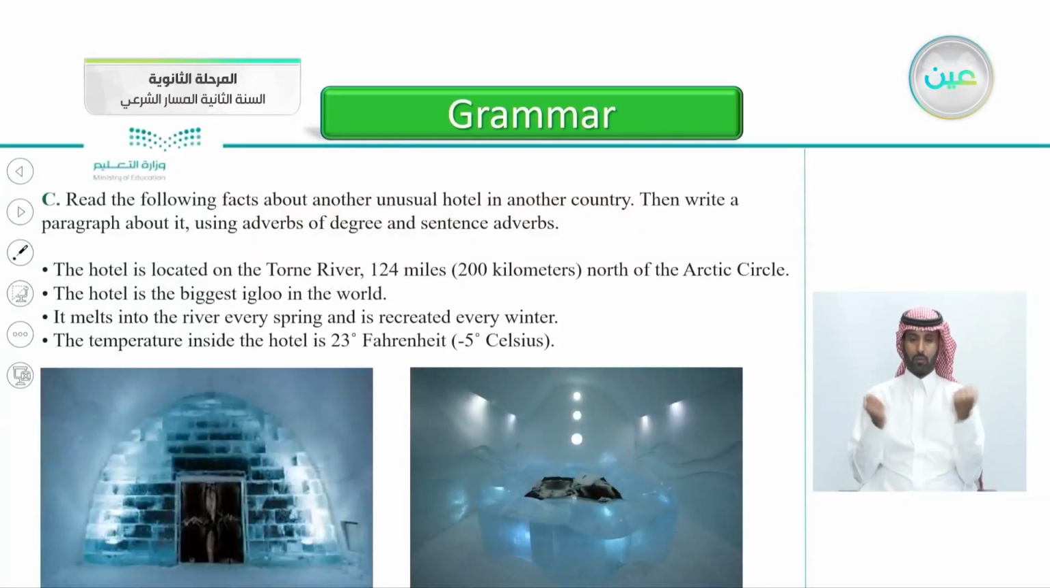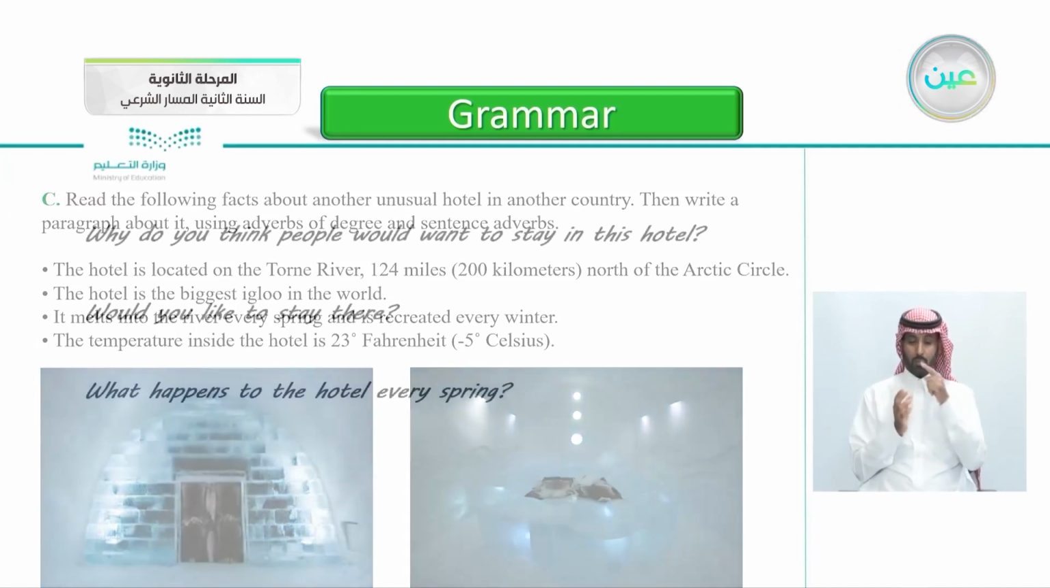So exercise C here, read the following facts about another unusual hotel in another country. Then write a paragraph about it using adverbs of degree and sentence adverbs. Here are some points. The hotel is located on the Torne River, 124 miles or 200 kilometers north of the Arctic Circle. The hotel is the biggest igloo in the world. It melts into the river every spring and is recreated every winter. The temperature inside the hotel is 23 Fahrenheit or -5 Celsius. So you have these points to help you to write the paragraph or answer the questions we have here.